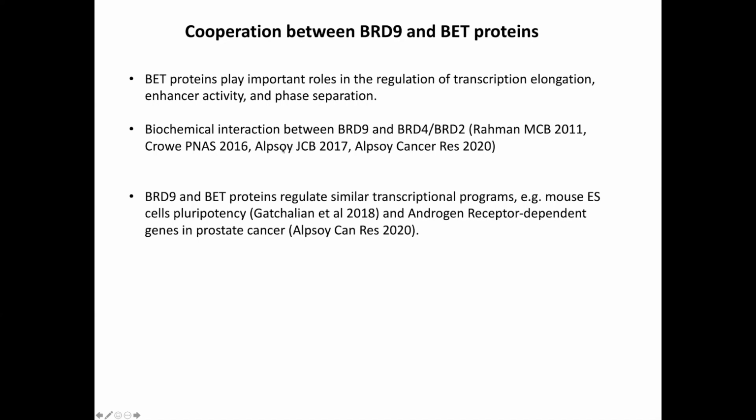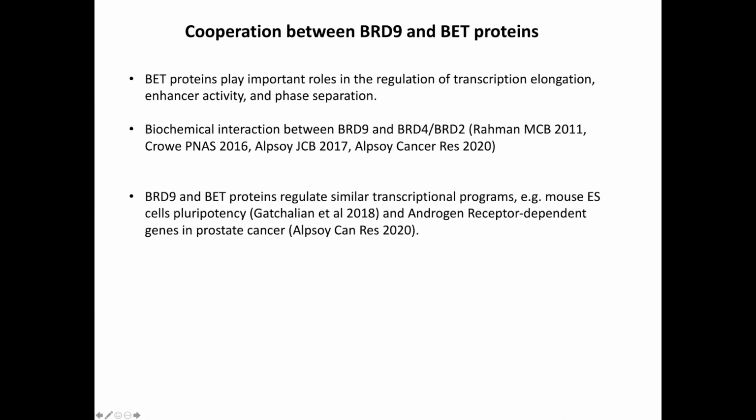There's mounting evidence that there is a very strong biochemical interaction between BRD9 and both BRD4 and BRD2. In addition, inhibition of BRD9 and inhibition of BET proteins leads to a very similar effect on gene transcription, for example in data that we showed in mouse embryonic stem cell pluripotency, and data from the Dijkhuizen lab in androgen receptor dependent genes in prostate cancer.